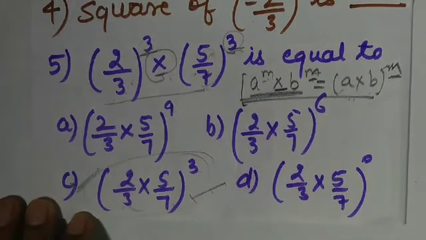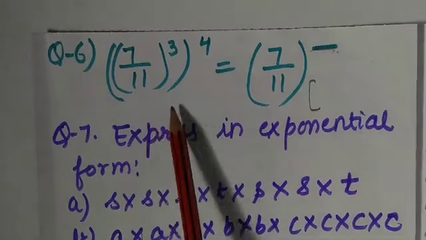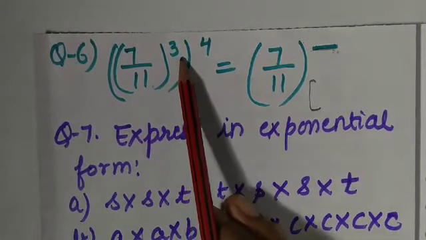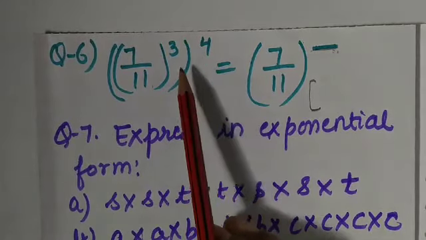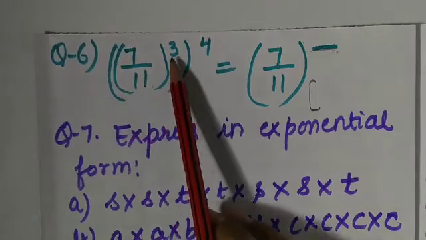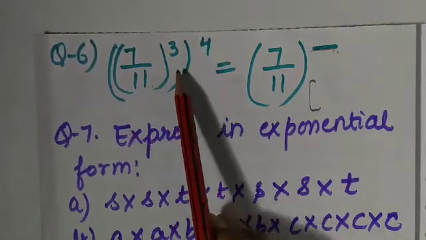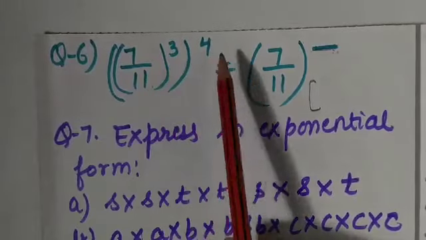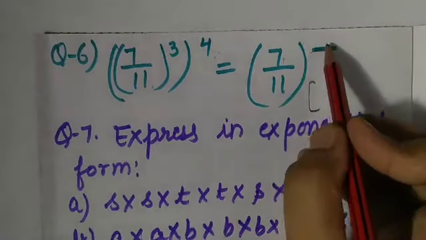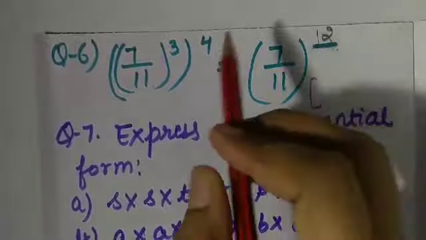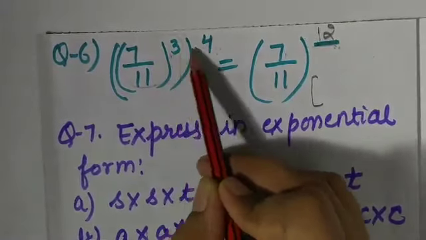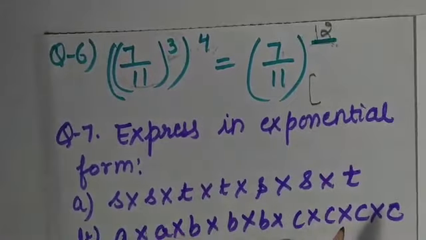Okay, now let us discuss question number 6. Question number 6 we are having is 7 by 11 raised to the power 3 and again raised to the power 4. It means we have a number having power to the power. So the powers get multiplied using law of exponent. So 7 by 11 it will be 12, because whenever we have an exponential number to the power, then the powers get multiplied.